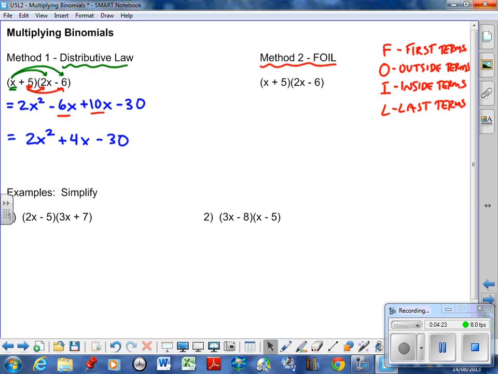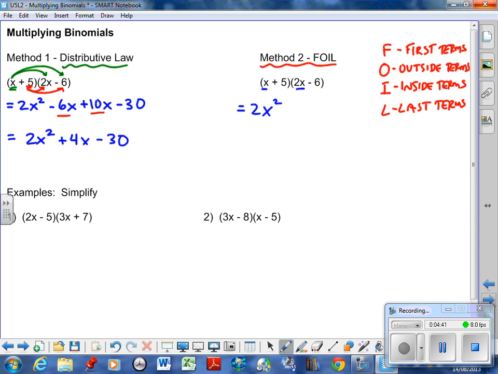Okay? So these would be your first terms, or these would be your second terms, the 5 and the negative 6. So if we go through and try this, multiply the first terms together. So that would be x times 2x. That's 2x squared. Multiply the outside terms.